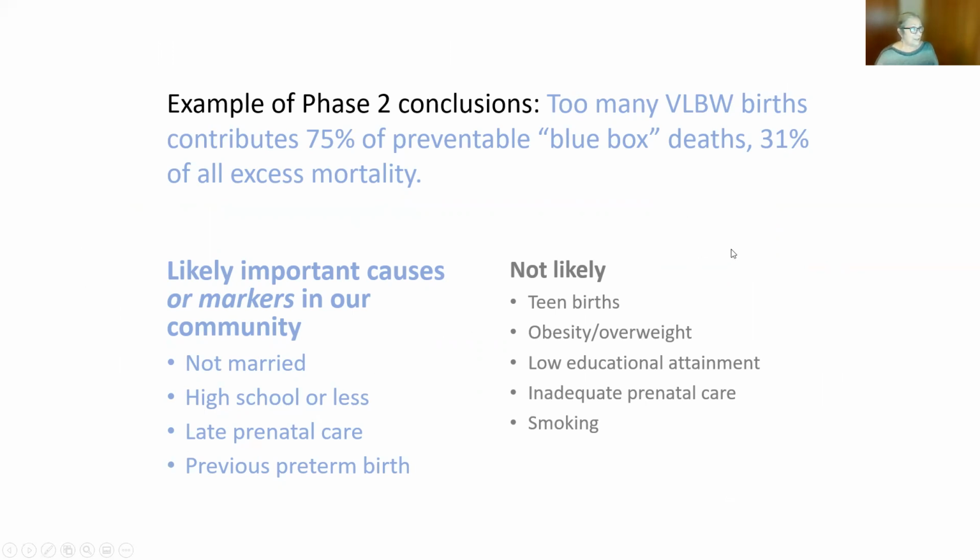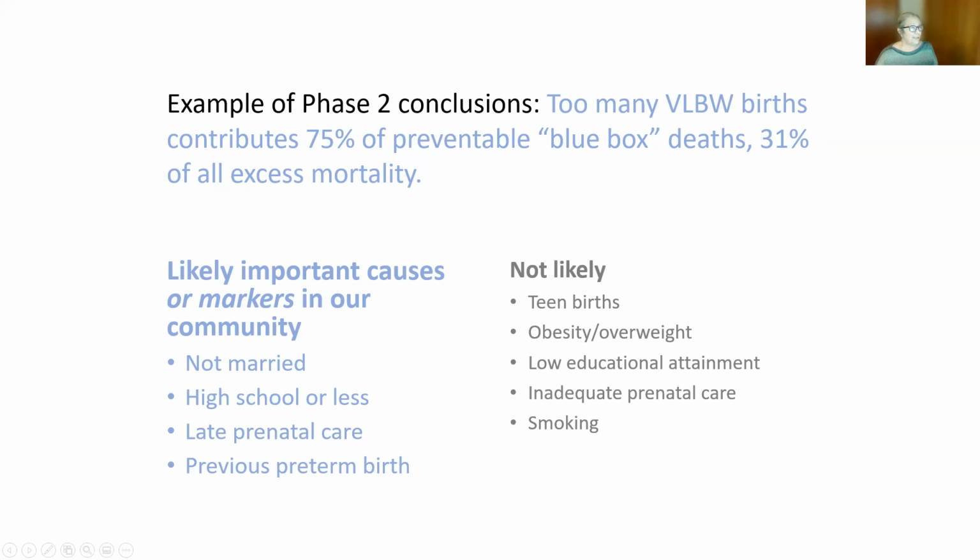Too many very low birth weight births contributes 75% of preventable blue box deaths and 31% of all excess mortality. The important causes that are likely to be important, either causes or markers, are being unmarried and having a high school or less education. Those are both social factors. Having late prenatal care or having a previous preterm birth are related to the health systems.